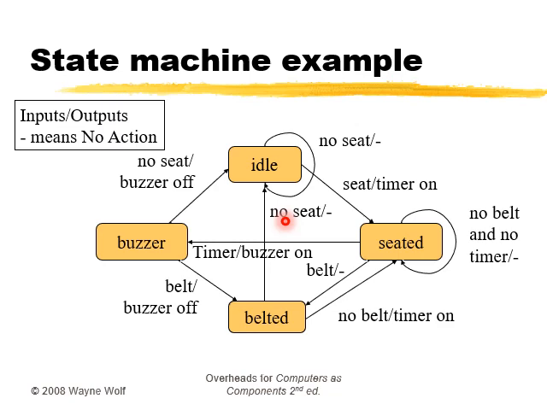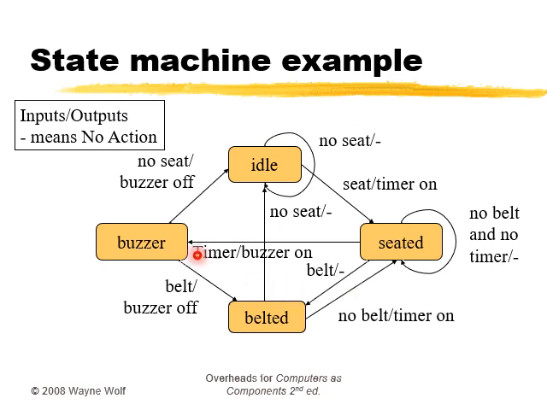The controller's job is to turn on the buzzer if a person sits in a seat and does not fasten the seat belt within a fixed amount of time. The system has 3 inputs and 1 output. The 3 inputs are a sensor on the seat to know when a person sits down, a seat belt sensor for when the seat belt is fastened, and a timer that goes off when the required interval has elapsed.